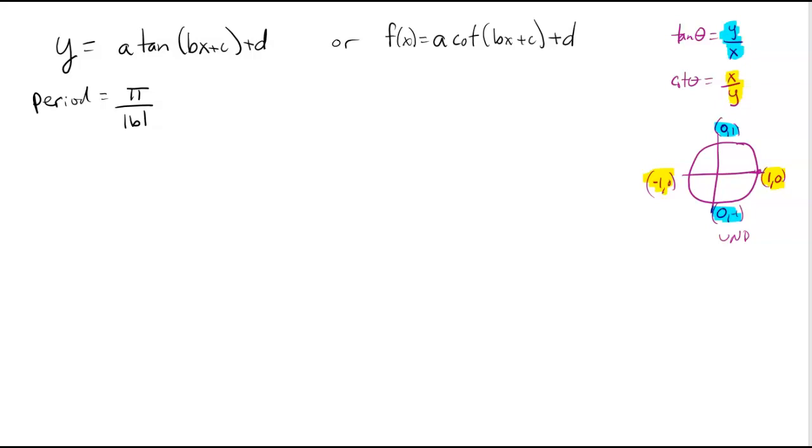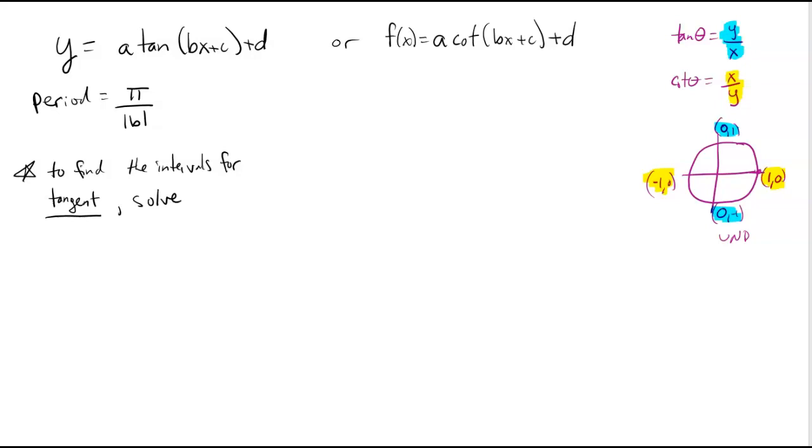Okay, so how do we actually find these asymptotes? How do we find our intervals? Let's take a look at tangent first. To find the intervals for tangent, what we want to do is solve the following equation.